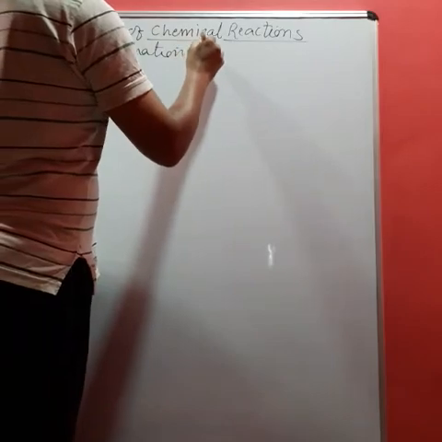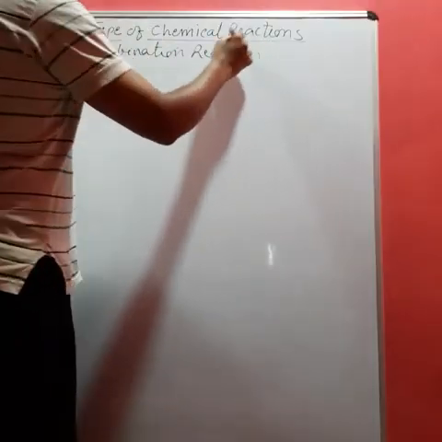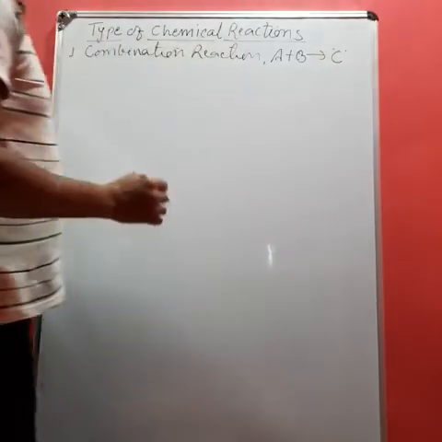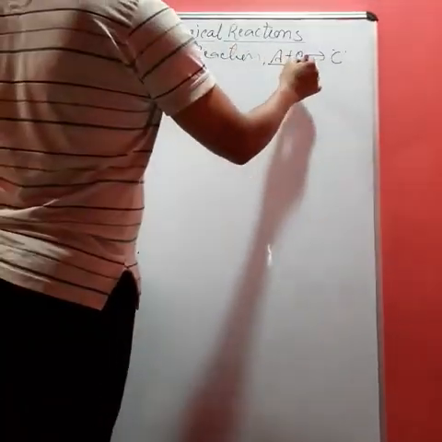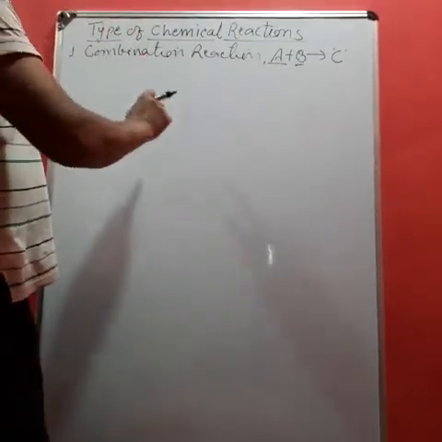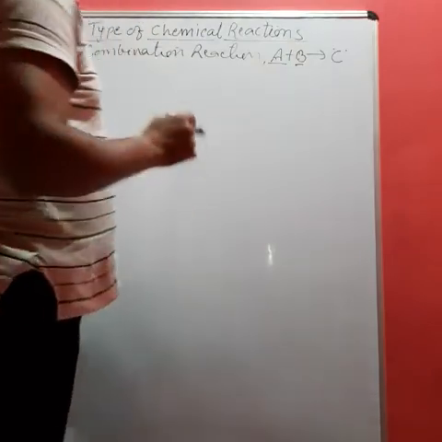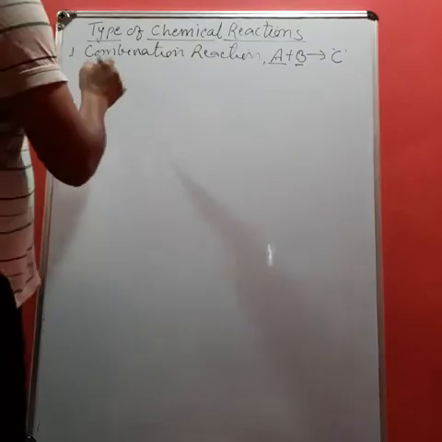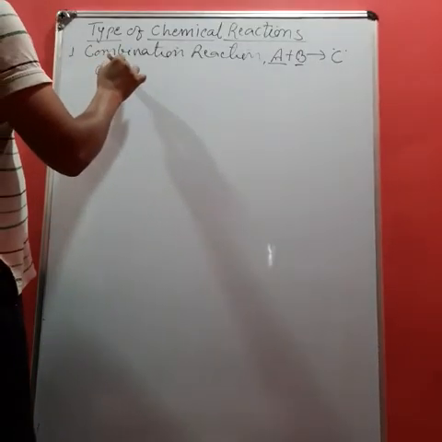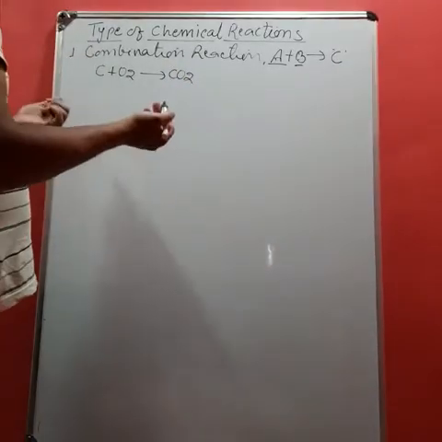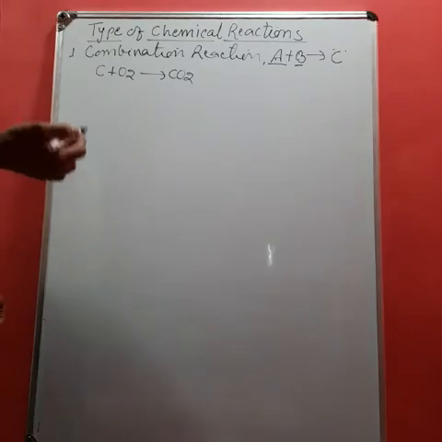combination reactions. Student, very simply, when A plus B combine and form only one compound, that is, two or more elements or atoms combine to form a single product. Simply, the combination of two species to give one species is known as a combination reaction. Like when carbon reacts with oxygen, it forms carbon dioxide, isn't it? So this is an example of a combination reaction.